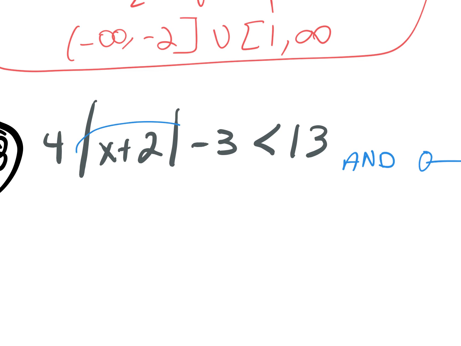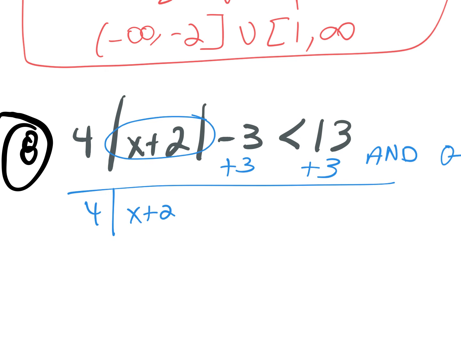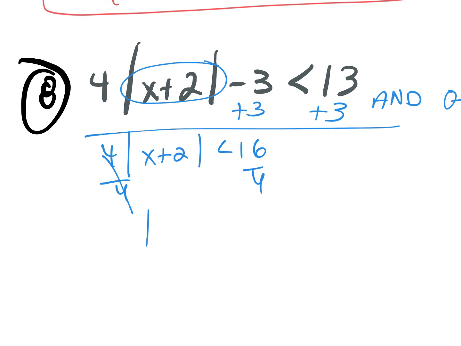All right, so now we're going to get this absolute value by itself. You guys agree we're going to add 3. So 4 times the absolute value of x plus 2 less than 16. Guys, make sure your absolute value doesn't turn into a number. I was working out an answer key yesterday, and I like a problem like this. x plus 2 became x plus 21. Just make sure your absolute values stay absolute values. So then divide by 4. The absolute value of x plus 2 is less than 4.